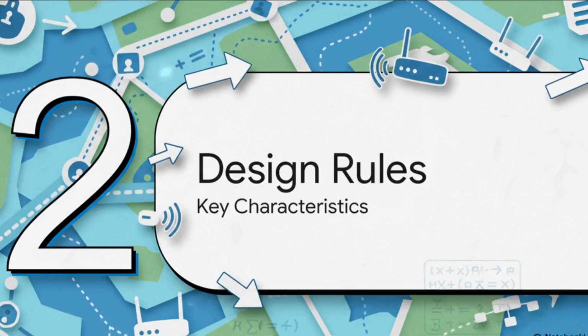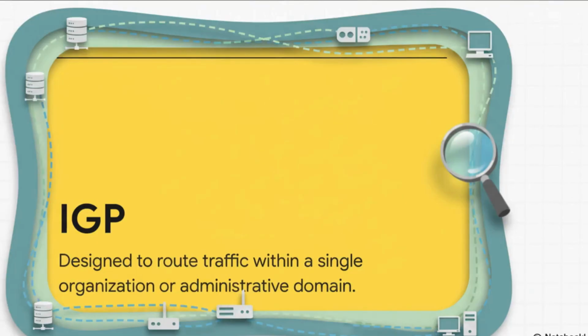Moving right along to Section 2, Design Rules, Key Protocol Characteristics. So first things first, we need to categorize this. OSPF is an IGP, an Interior Gateway Protocol. The crucial word to remember here is interior. It is purpose-built to manage traffic exclusively inside your own organization's boundaries, your administrative domain. It is not designed to route traffic out across the global internet. It's strictly for keeping your own internal house in perfect order.